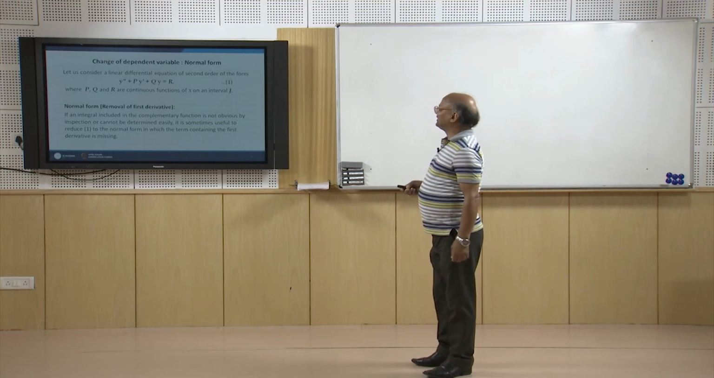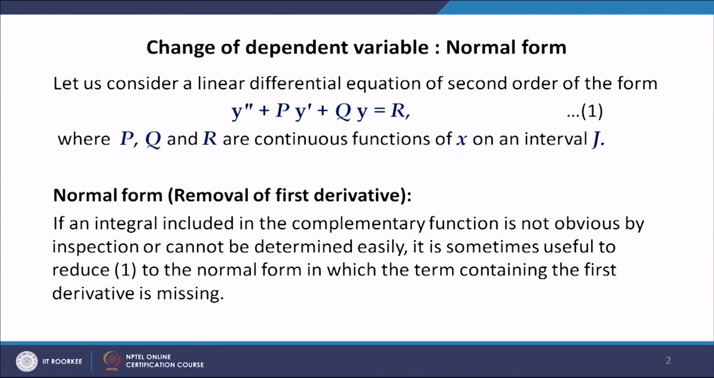So we begin with the linear differential equation of second order in the standard form, that is y double dash plus p y dash plus q y equal to r, where p, q, r are continuous functions of x on an interval, say J.